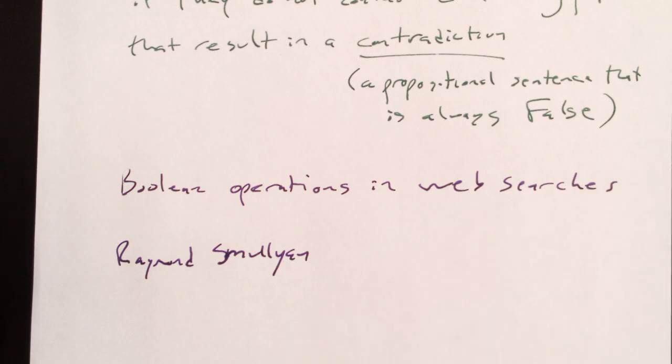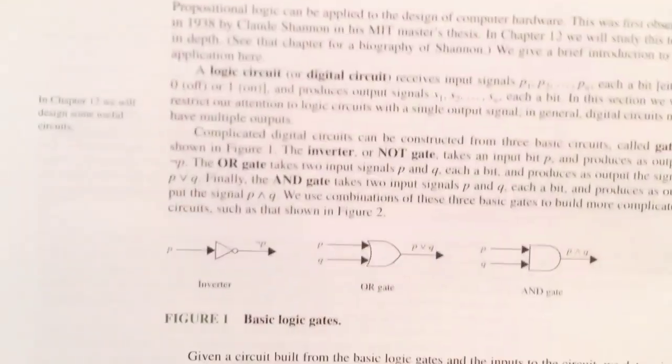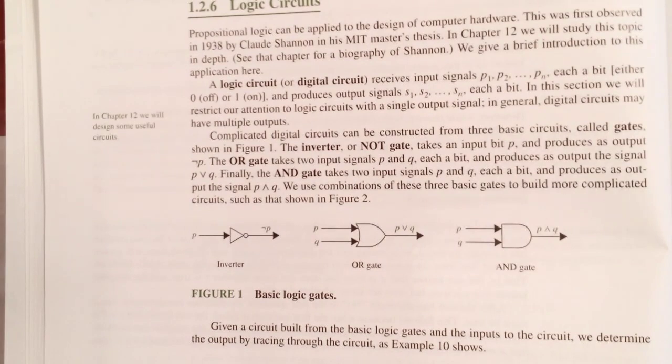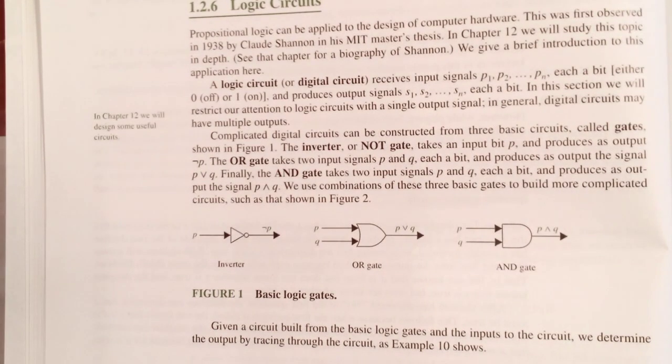I, on the other hand, as I said to you last week, I learned this in a very different fashion. I learned this in electronics. Page 22. These are the symbols used in circuit design. A not, an or, and an and.